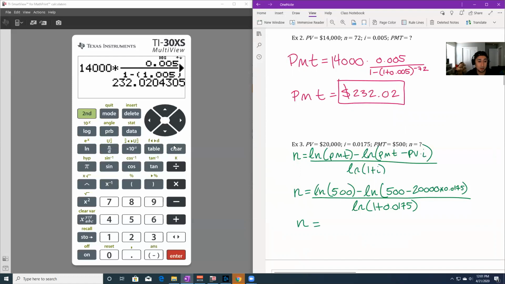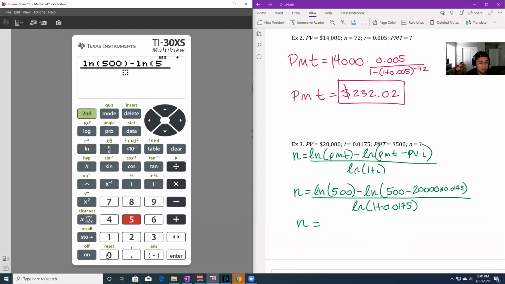Okay, let's type it in our calculator. So on the left, fraction, natural log 500 minus natural log 500 minus 20,000 times 0.0175 over natural log 1.0175. Okay, enter. And we get basically 69.4. Round that up. So put 69.40. And there we go.